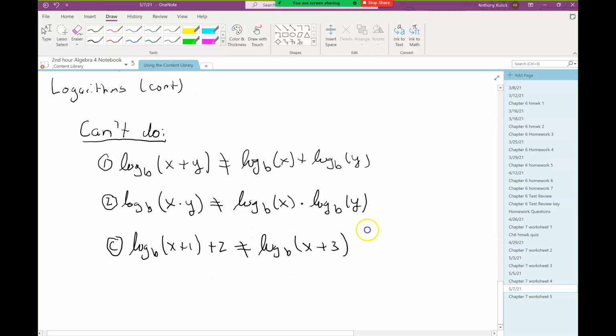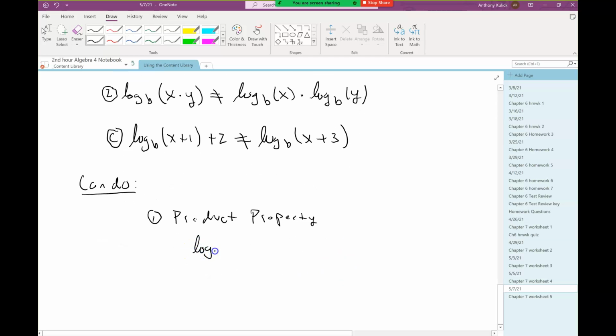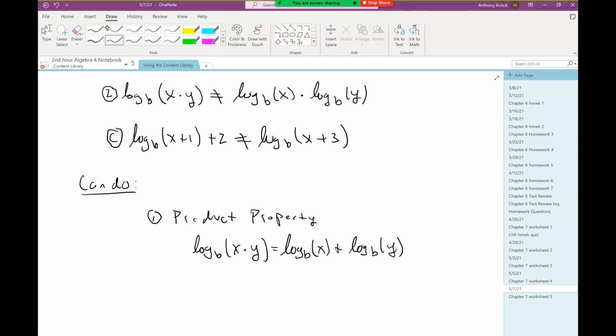So let's look at some can-dos. The first one is called the product property. What the product property says is that log of x times y is equal to log of x plus log of y. You should look at that and go, boy, that seems kind of odd that the multiplication inside the logarithm turns into addition of two logarithms. And I would say, well, it shouldn't seem that odd.